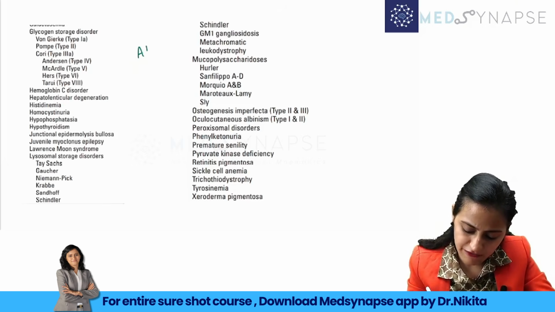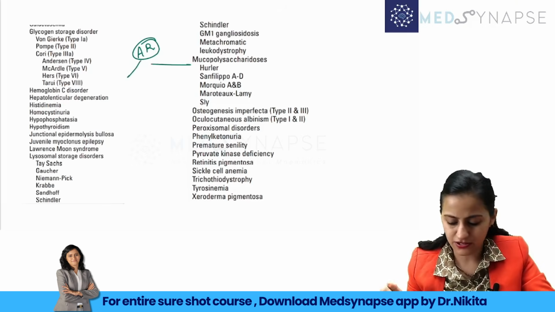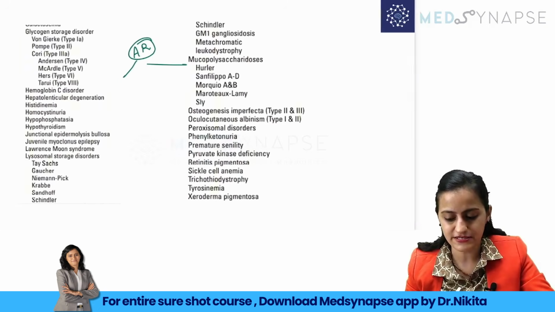This is the list of the autosomal recessive disorders. Okay, this is the list of autosomal recessive disorders.